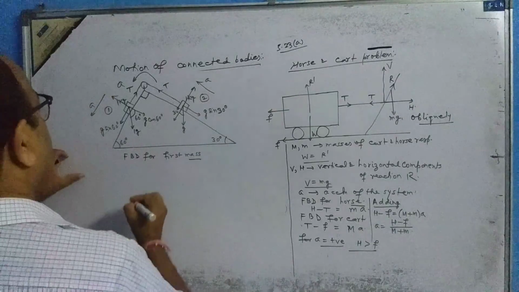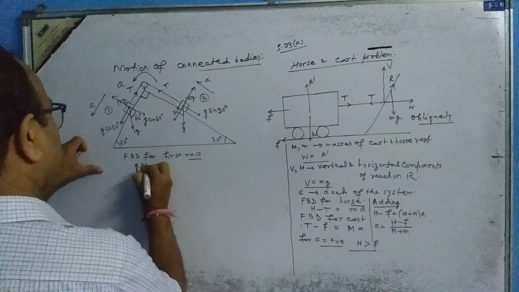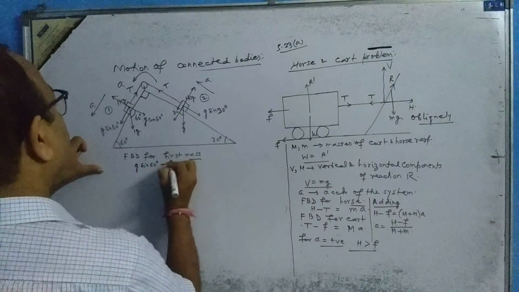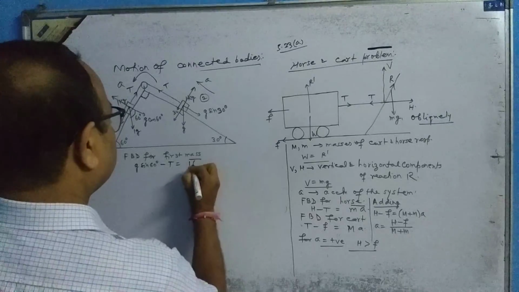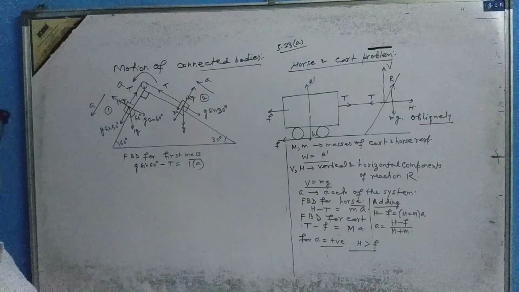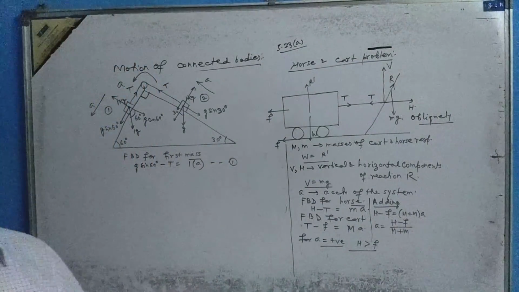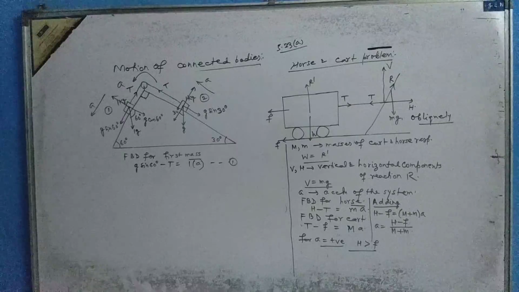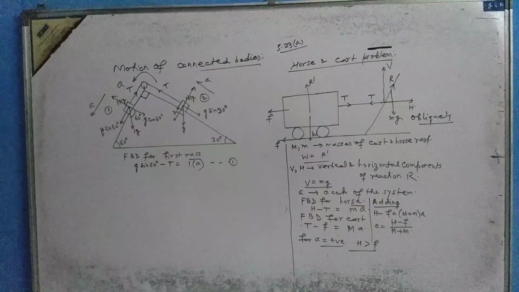FBD for the first mass. What we shall get? On this side, g sin 60 degree minus T is equal to 1 into a, mass times acceleration. I call this equation number 1. In this situation, g sin 60 degree minus T is equal to this value.